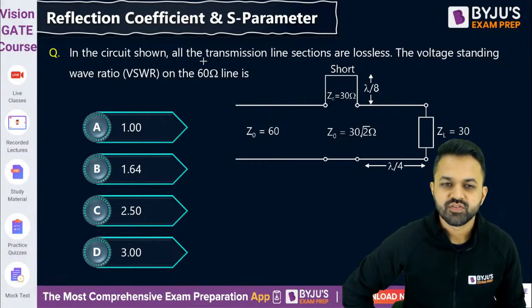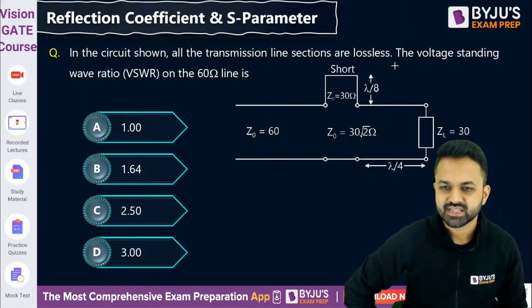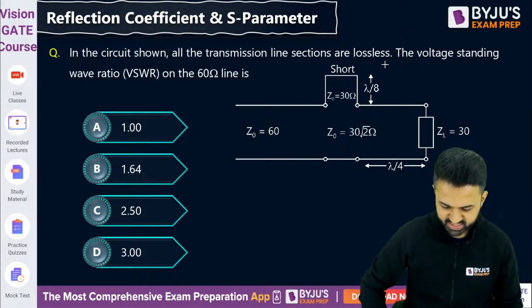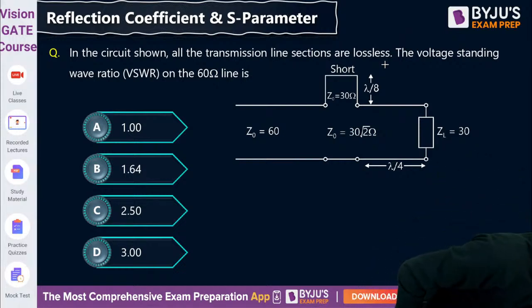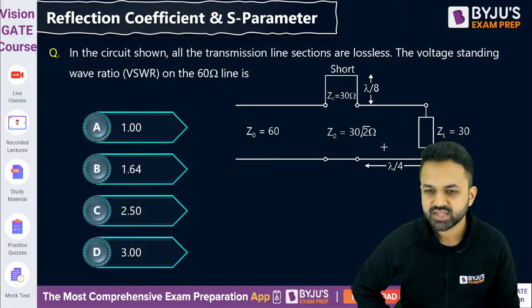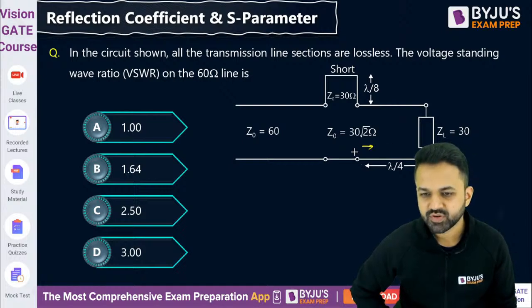So in the circuit shown in figure, all the transmission line sections are lossless. You have to calculate the voltage standing wave ratio. So first of all, you will calculate for this. So this is the input side. So suppose you are calculating at this side.